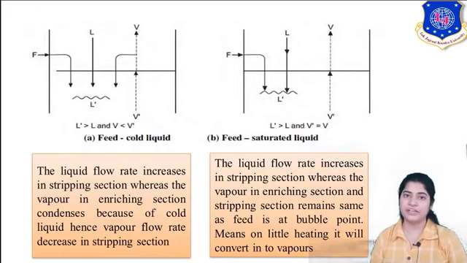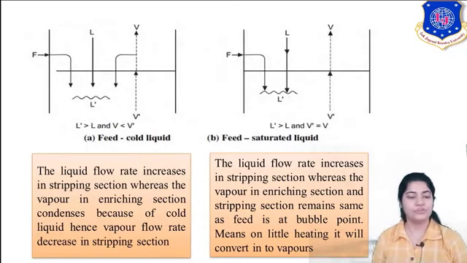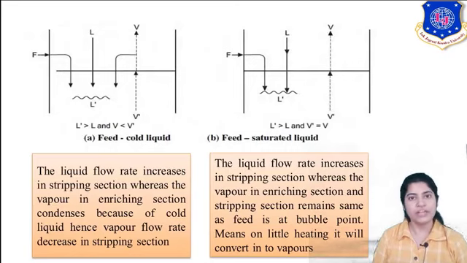So the first type of feed is your cold liquid. Here you can see that on your plate you are introducing your feed. It is cold, which means it is coming in the form of liquid only. Now as it is cold, the vapors which are rising from the stripping section, because the feed is cold, some part of vapors might be condensed back. It means the liquid flow rate now in the stripping section is very high, because already from the top your liquid is coming, your feed is also cold liquid, and because of cold liquid, part of vapor is again condensed.